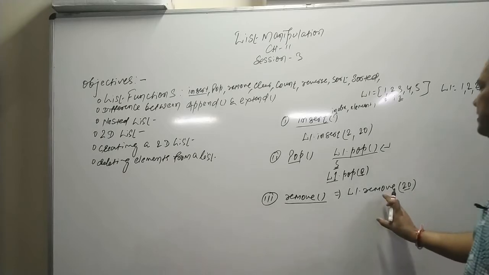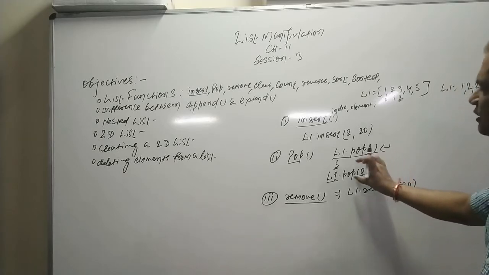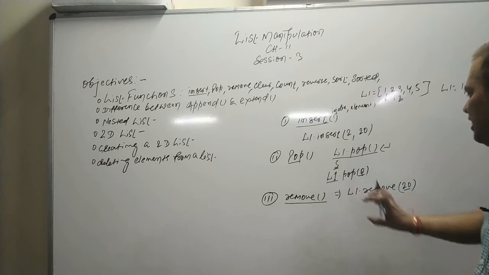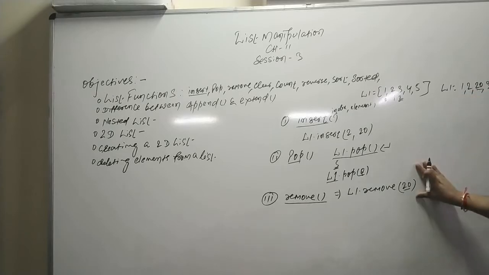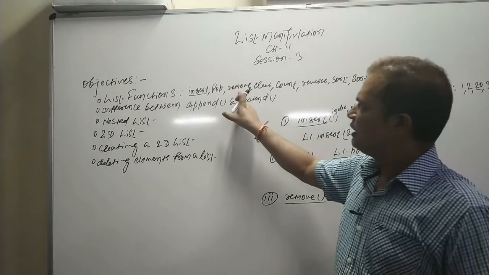Remove never returns a value, but pop returns the element that has been deleted, and here it will simply silently remove it. After removing, if you see the list, you will see that 20 will not be there in 1 2 3 4 5 20, because you removed it. That is how the remove method is.